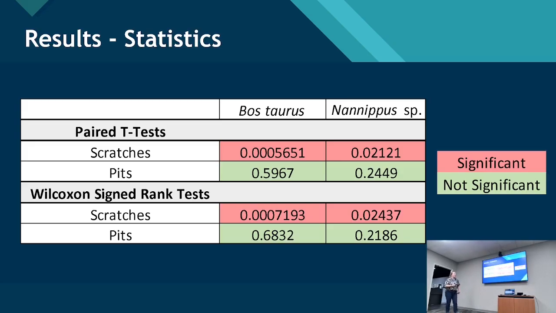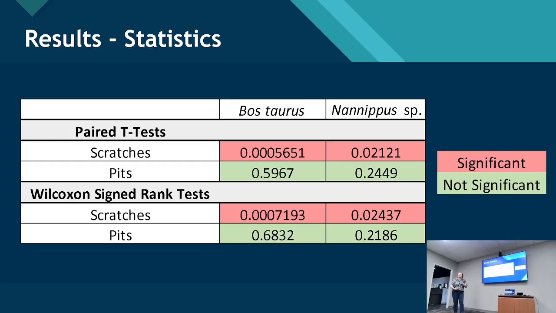This is one of the more important slides. So after counting every scratch and pit in that tiny little photo, I did these tests. And because one of my populations was not normal, I did both the paired t-test and the Wilcoxon signed-rank test, where one tests for a normal population, one tests for a non-normal population. And basically what I found is that there was a significant change in both the normal and non-normal tests in scratches for both my cows and horses. So the scratch number was changing in a mathematically significant way, and the pits were not for both animals.